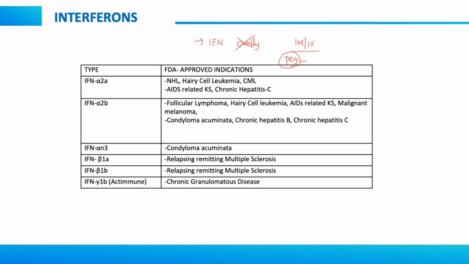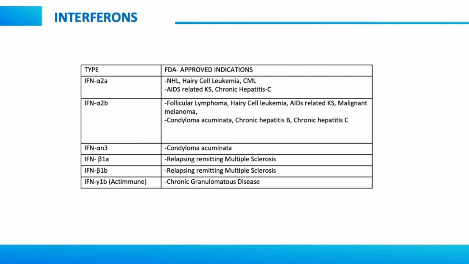So these pegylated forms, even though they are costly, are used nowadays, and these pegylated forms can be given subcutaneously, not daily, because pegylated forms have a longer duration of action. You can give them twice or thrice weekly in a subcutaneous form. So interferons are not active orally.